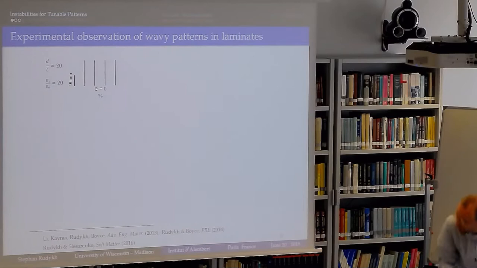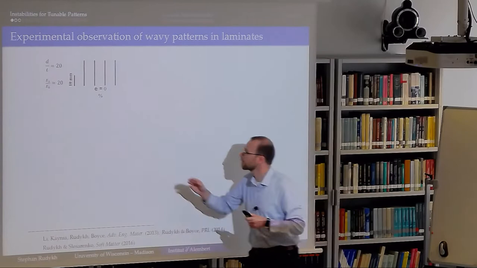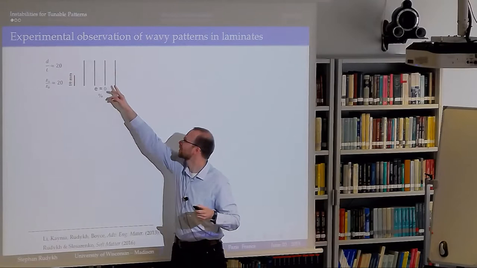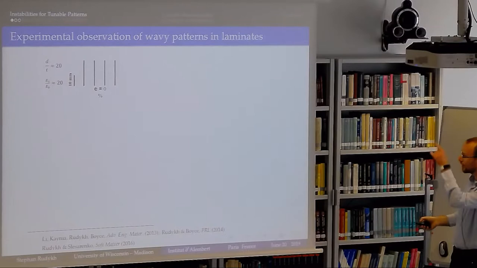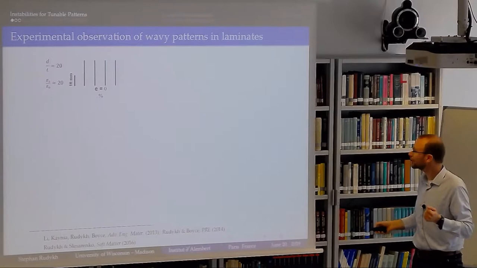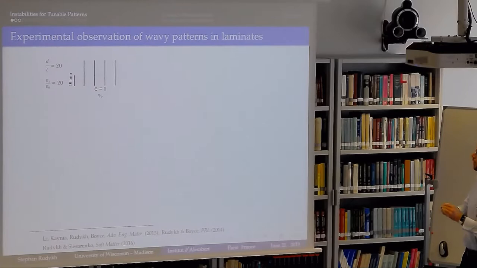Very simple. We have a soft matrix and stiffer layers. I promise not to move too much so the camera can follow me, but I need to reach here. So that's the matrix, supposed to be sort of grayish but almost the same as white here, and stiffer layers. So we compress them, and then, of course, you expect that these stiffer layers will buckle, but they need to somehow decide how to buckle together with the matrix.